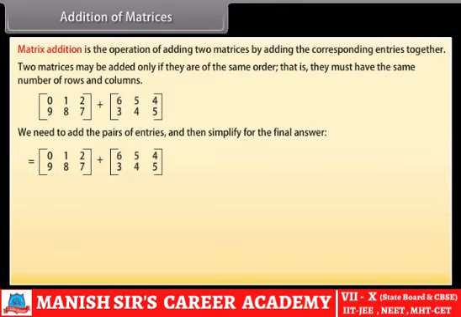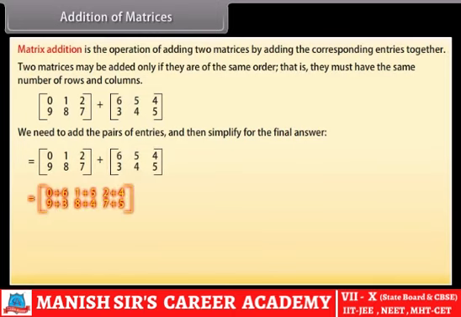Row-wise, first row 0, 1, 2. Second row 9, 8, 7. Plus row-wise, first row 6, 5, 4. Second row 3, 4, 5.